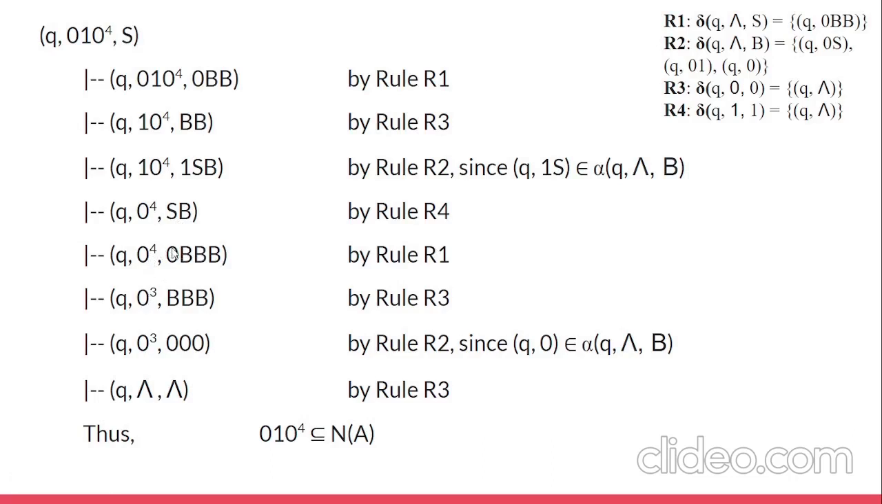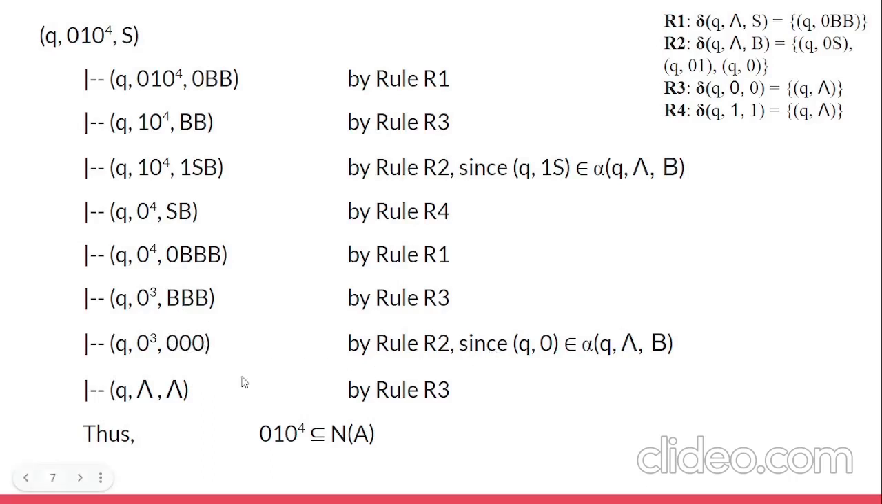Then again we encounter 0 in the string and the top of the stack also contains 0, so we pop the 0 again by applying rule 3. Then we have 3 B's in the stack and 3 zeros remaining in our string. So by rule 2, we replace all the B's in the stack with 0, 0, 0.